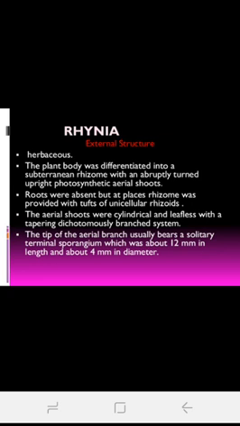It is dichotomously branched. When you hear the name Rhynia, the picture of dichotomous branching should come to your mind. The tip of the aerial branch usually bears a terminal sporangium also.